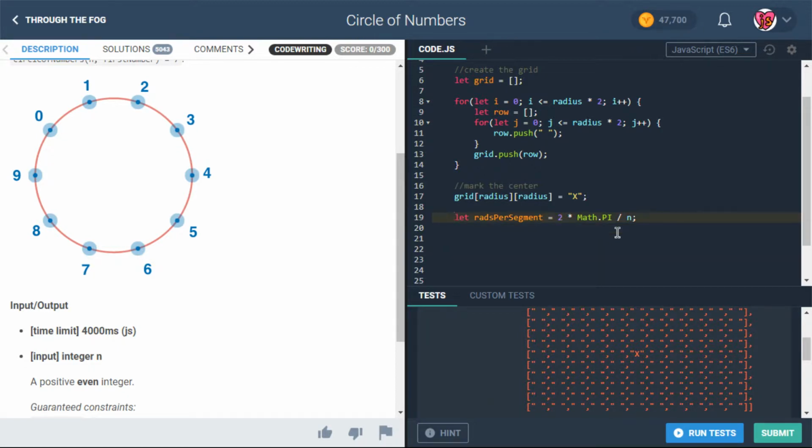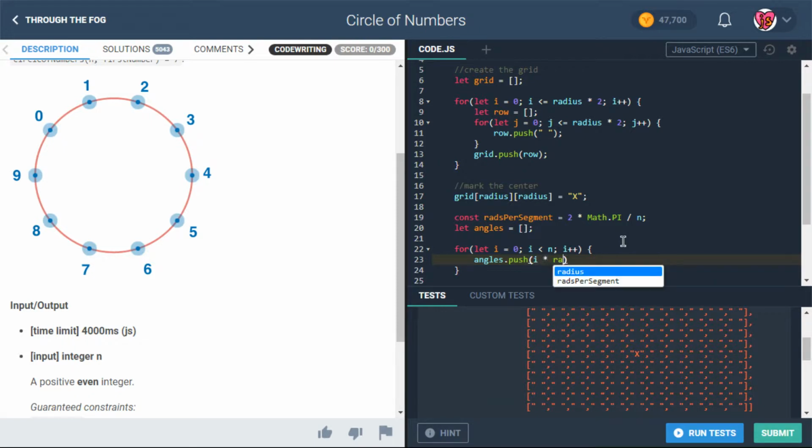In fact, maybe not a let for that, because it's something that's not going to change. It might as well be a const. And then we're going to let angles be an empty array, and we're going to fill it up. We'll say for let i be assigned a value of 0, i is less than n, i plus plus, and we'll say angles.push(i times radians per segment).